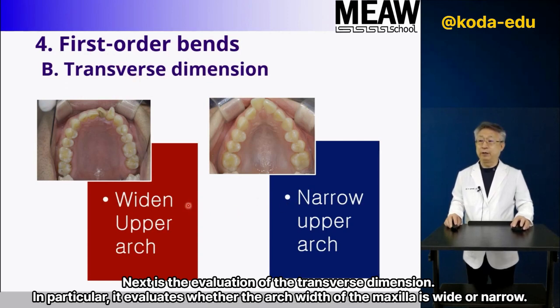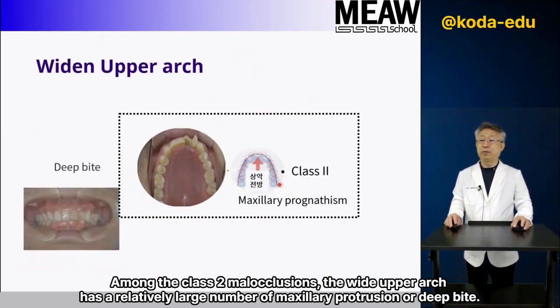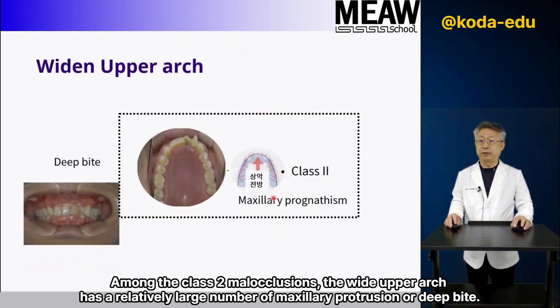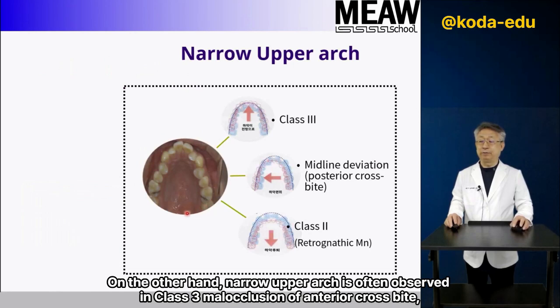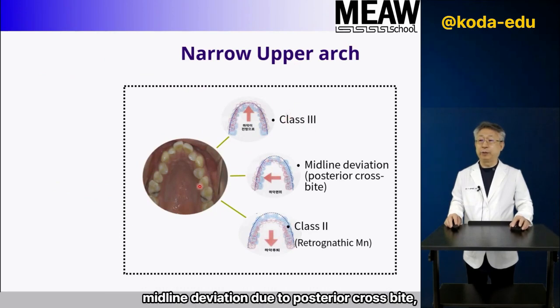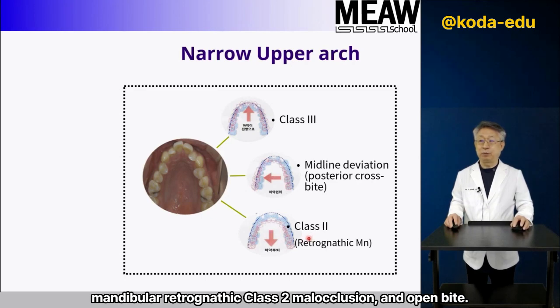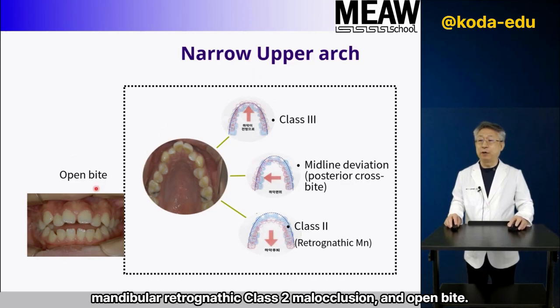In particular, it evaluates whether the arch width of the maxilla is wide or narrow. Among the class 2 malocclusions, the wide upper arch has a relatively large number of maxillary protrusion or deep bite. On the other hand, a narrow upper arch is often observed in class 3 malocclusion of anterior cross bite, midline deviation due to posterior cross bite, mandibular retrognathic class 2 malocclusion, and open bite.